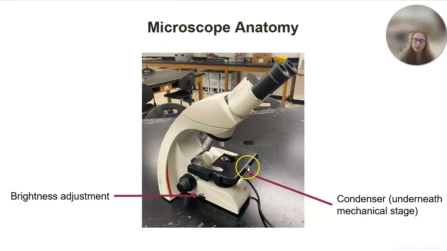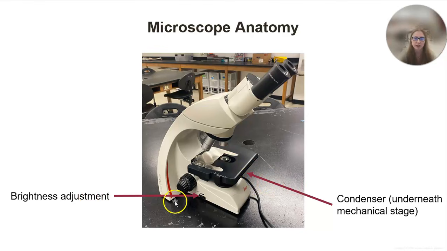And then lastly, there is a piece just underneath this mechanical stage. You've got the mechanical stage and then this piece underneath it. That is called the condenser, and the condenser has this little metal tab on it that you're able to open up more or close. This is a second way that we adjust the amount of light coming through this bottom area of our mechanical stage, which is where the light actually passes through to go under and illuminate the microscope slide.